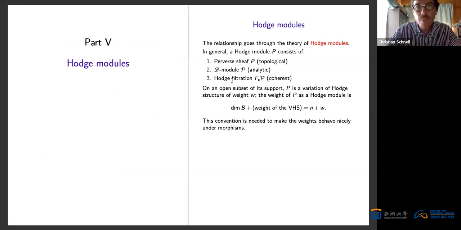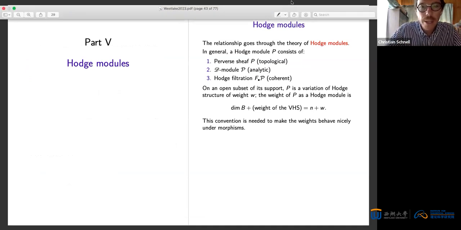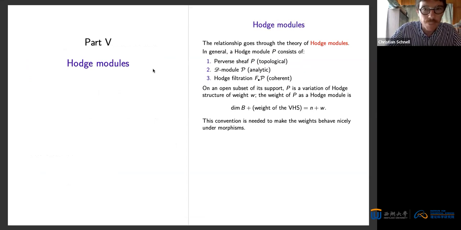Okay. So Hodge modules are generalizations of variations of Hodge structure. And it's the things that you use when you want to study maps between spaces, when you want to study morphisms with singular fibers, and when you want to apply the decomposition theorem. Okay, so a Hodge module, just like a variation of Hodge structure, has 3 components. First, you have a perverse sheaf, which is the topological component. So this is the thing that generalizes a local system.